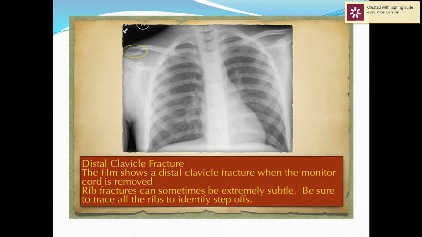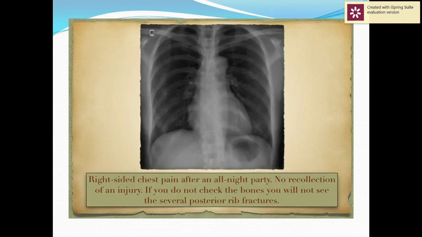Also, a rib fracture can sometimes be extremely subtle and not obvious. Here, in a patient with right side chest pain after an all-night party, the patient doesn't recognize any history of trauma or injury, but on the chest X-ray there are several posterior rib fractures, flail chest.